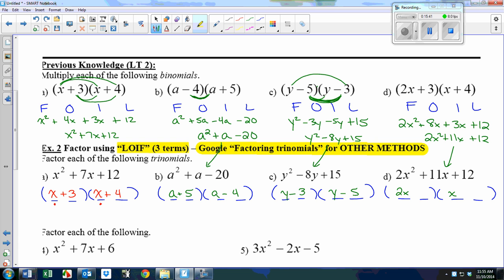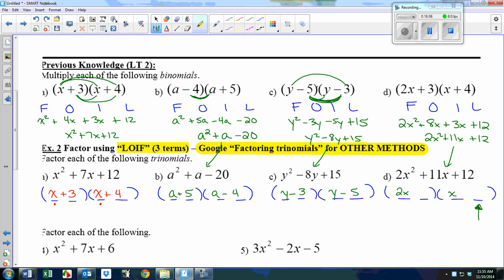Because whatever number you put right here, drawing an arrow to it, when you do your outer, you will double that number. If you think about FOIL, whatever number is sitting right there in that spot where I drew the arrow, when you do your 2x times that number, it's going to double that number. So really, trial and error is the best route.